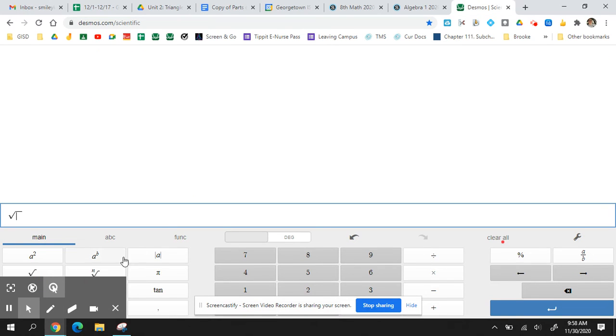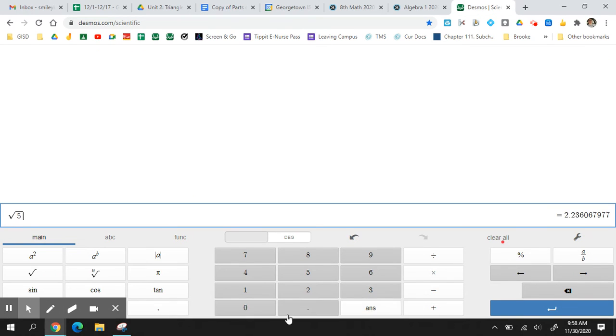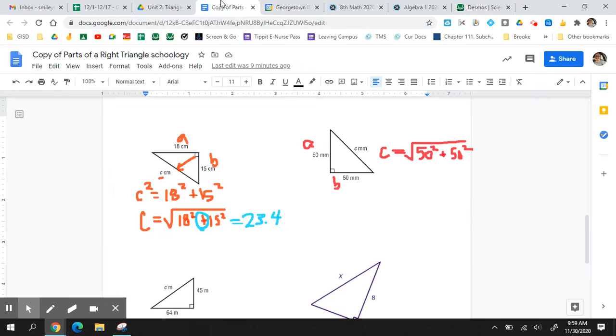All right, so I went over to Desmos, and you have 50 squared plus 50 squared. Oh, man, hold on. Make sure this square root goes across the whole thing. So let me clear this. Let me try again. 50 squared plus 50 squared. That's a lot better. All of it is under that square root sign. 70.7. So C equals, what did we say? 70.7. All right, so not too bad, right?